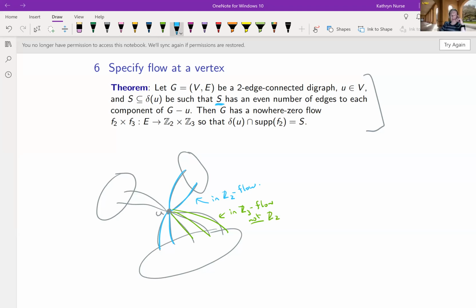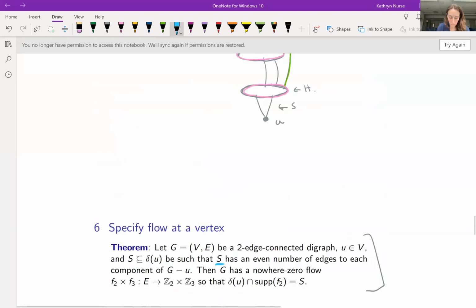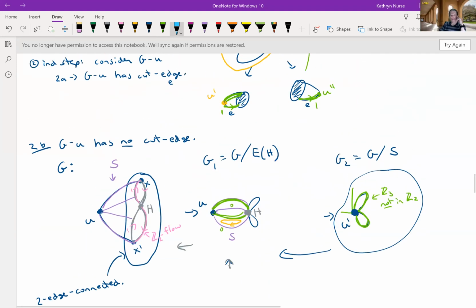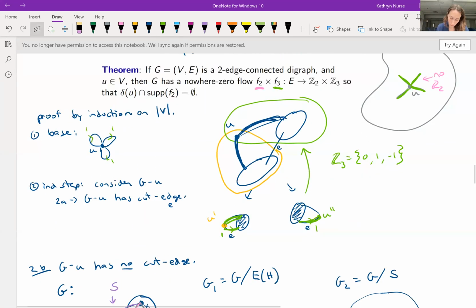So your argument just takes U out and looks at the separate components that you get, and then puts U back in, and basically just deals with that. That's what it is, isn't it? Yes. I think what you mean when you say take U out is, you can't just delete it, but you do take U out of the Z2 flow.